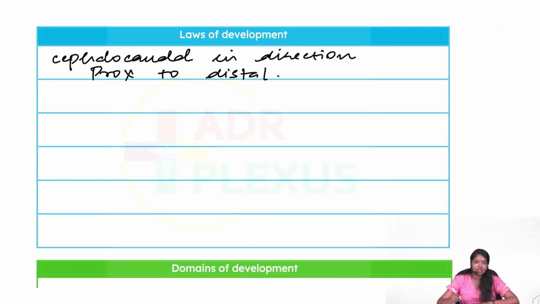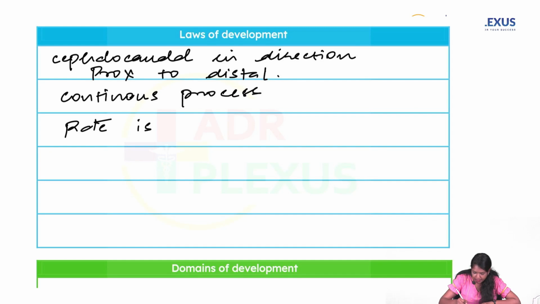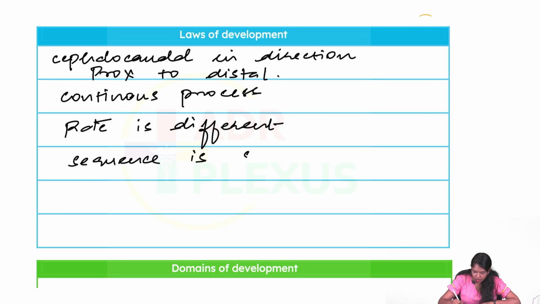So proximal to distal. So cephalocaudal, proximal to distal. Okay. The next thing is rate is different, but sequence is same. So continuous process also you write it here. What do you mean by this? Rate is different means one child can walk at 1 year. Another child can walk at 13 months. Another child can walk at 15 months. You can't say 1 year, all of you should walk. It is a range. It is always a range.